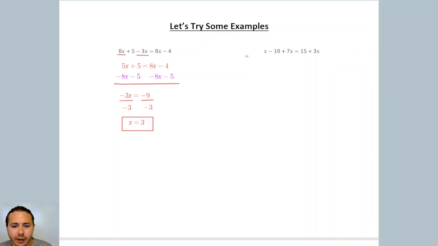Let's do one more here. For this next one, again, we've got some like terms. We've got the x's that we want to combine. So we've got single x plus 7x, which is an 8x. And it doesn't look like we have any other like terms, so we're just going to go with 8x minus 10 equals 15 plus 3x.